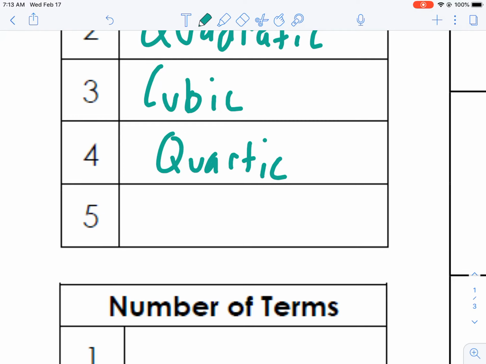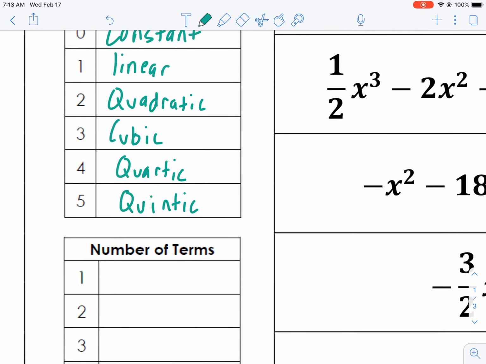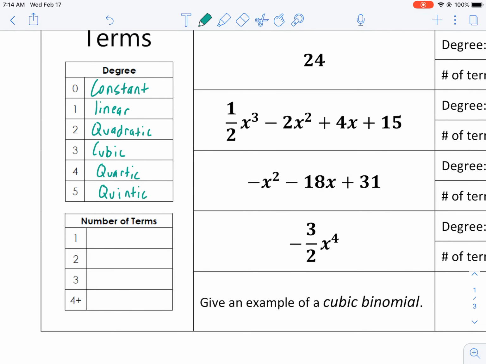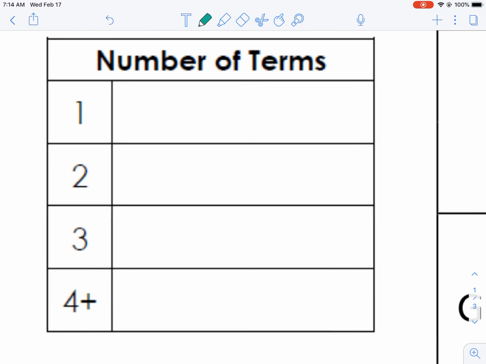5 is quintic, like quintuplets. There's not as many examples, but it's basically the name of the function, because each degree has its own function name. Then you also have the number of terms, and this is kind of the same thing. Do you know the root words? You're going to have to memorize these. You can always go back and look.